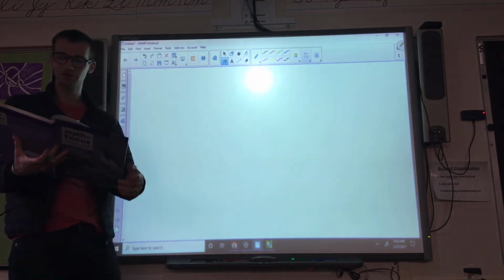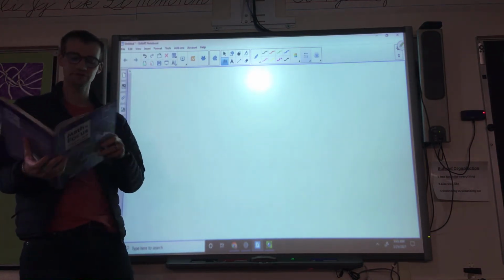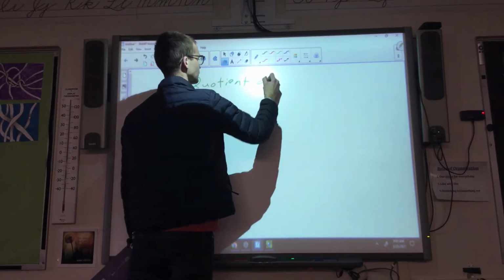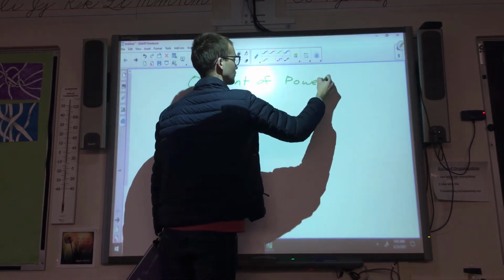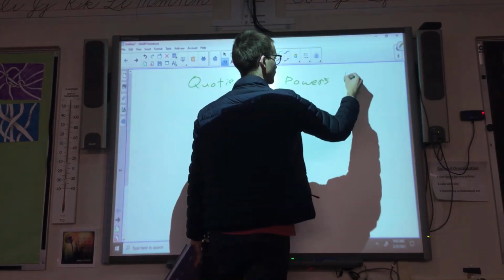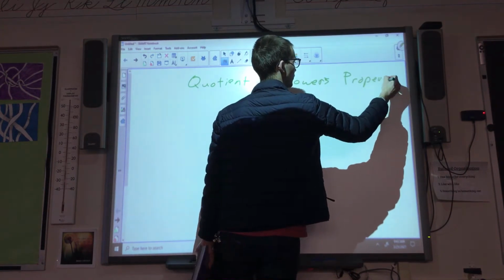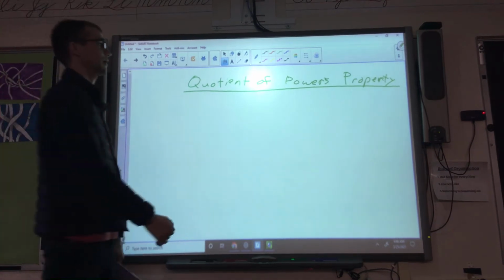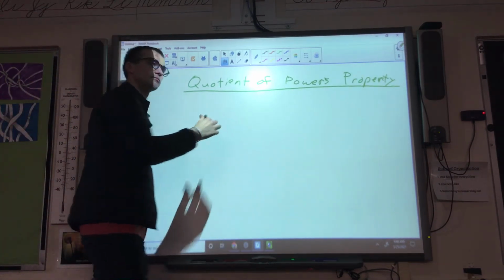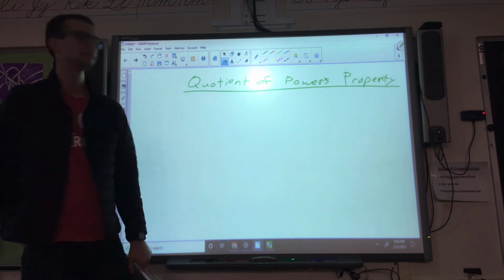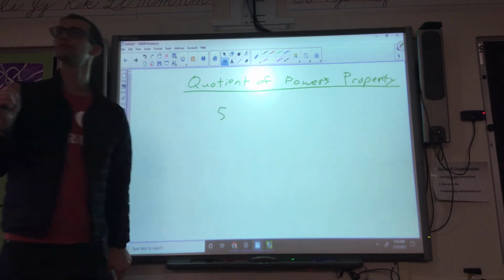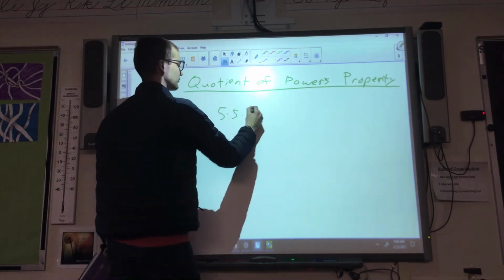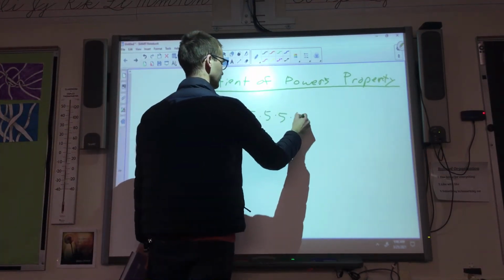Alright, the quotient of powers property. Someone give me a base. 5 to the 6th. I'm not drawing out 10 of them. 5 times 5 times 5 times 5 times 5 times 5.